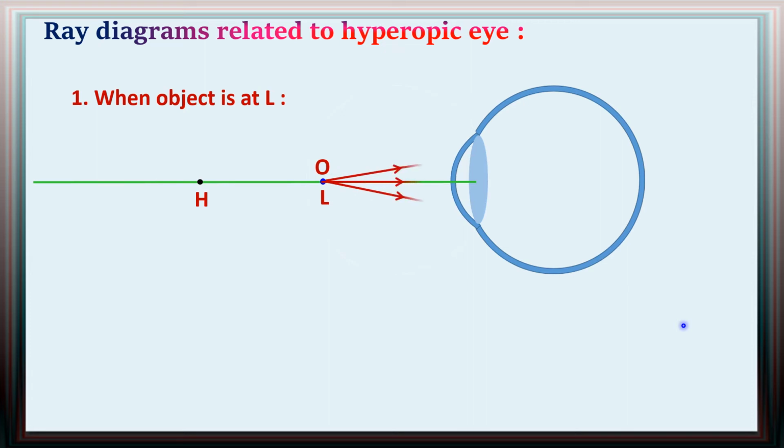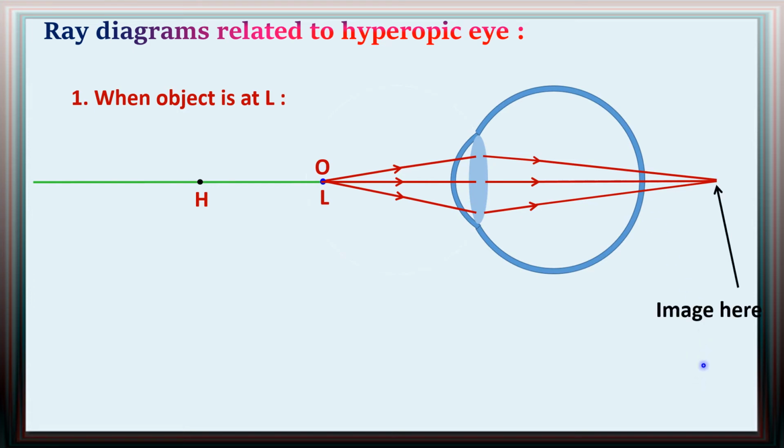These are the three rays I am taking. After refraction, they will form the image behind the retina here. That's why this image cannot be seen clearly. Okay, so the image is here.